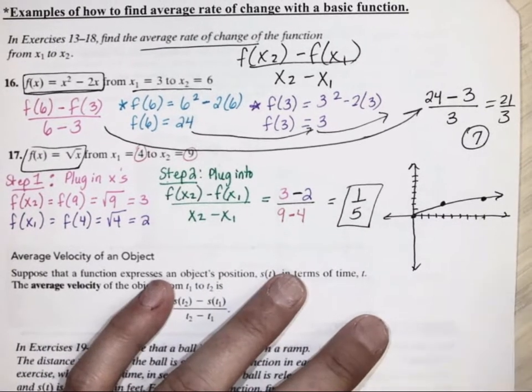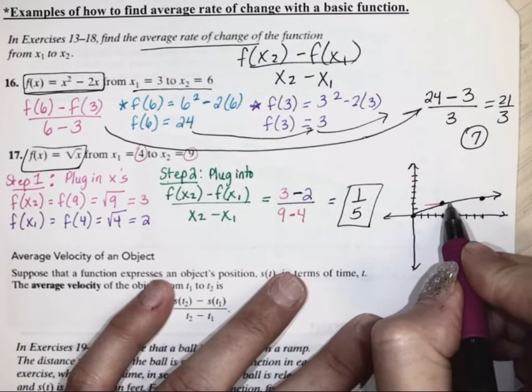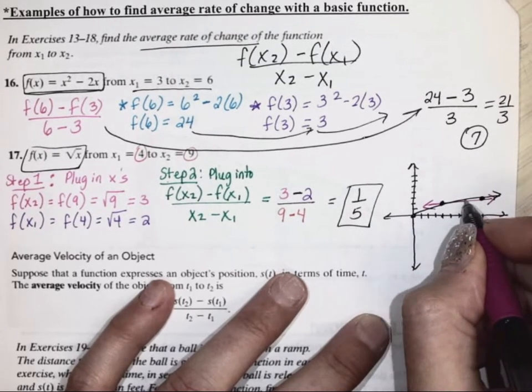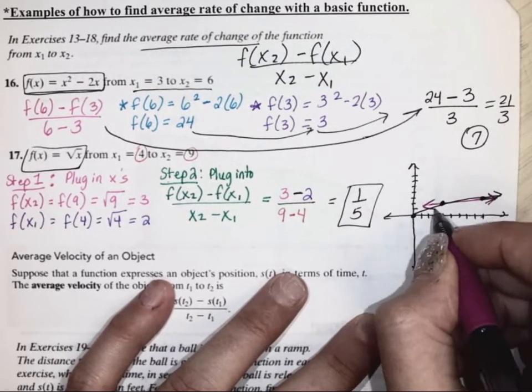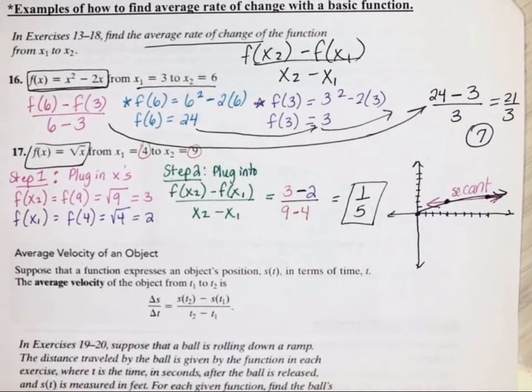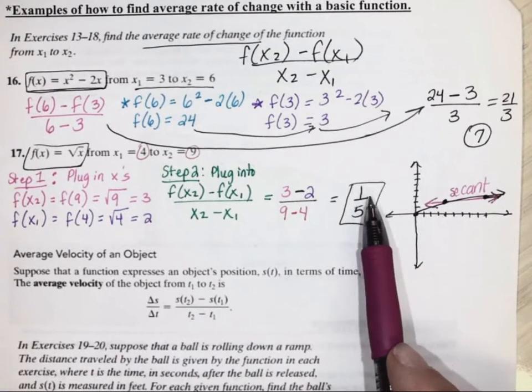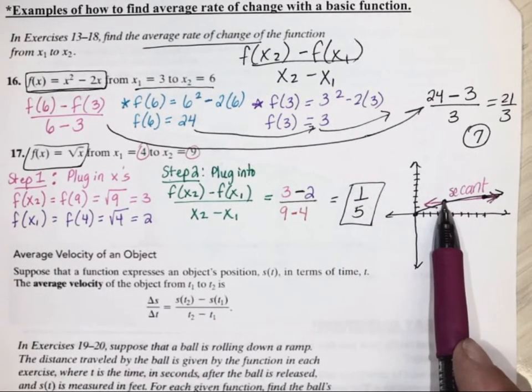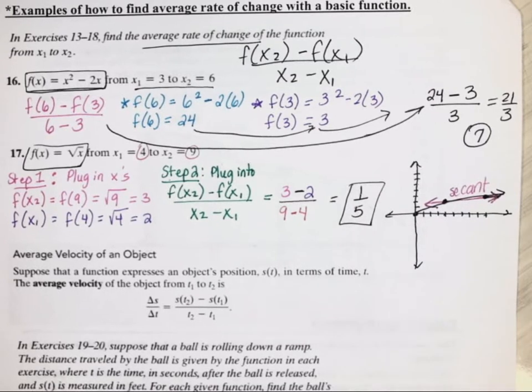And they're actually wanting me to find the slope of the line that goes through those 2 points. So that's what you just did. That was your secant line. And I want you to notice, look, that rise is only 1 and the run's 5. So that definitely looks correct. We rise 1, run 5.